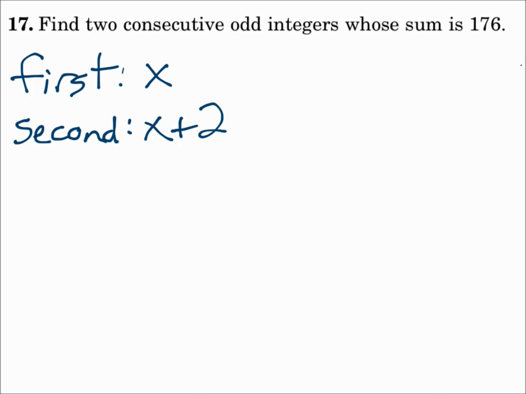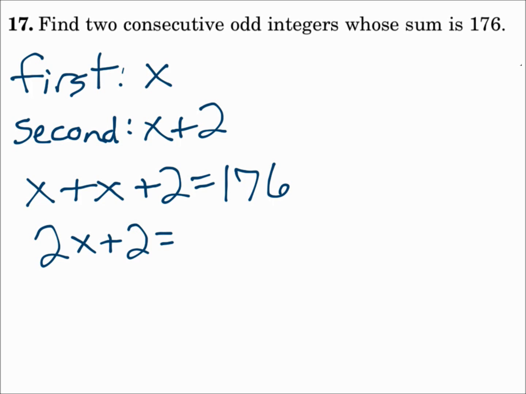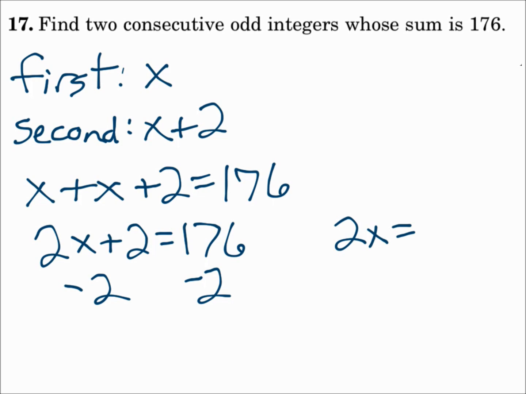Now these integers have a sum of 176, so let's add them up to equal 176. x plus x plus 2 equals 176. You have like terms there. x plus x is 2x. Now add or subtract. Subtract 2 from each side. The 2's cancel, leaving 2x, and you get 174 on the right.